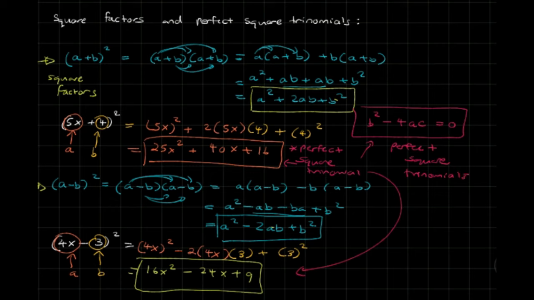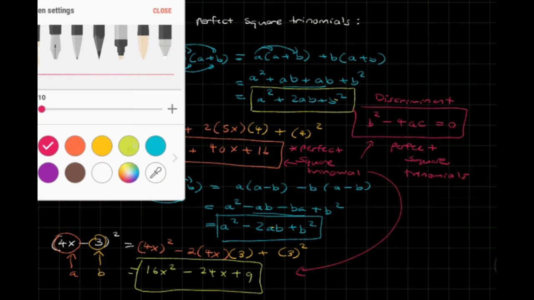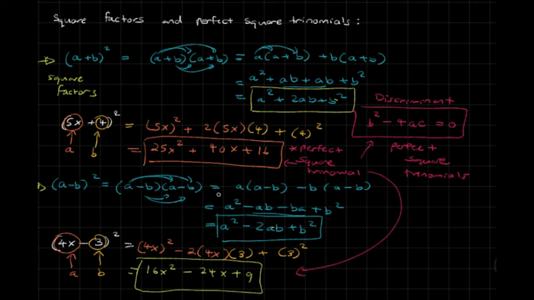Okay, this method here is called a discriminant. We'll talk about this later. Right? This value is called a discriminant, and all perfect square trinomials satisfy this equation. So I'm going to show you guys this with these two perfect square trinomials.